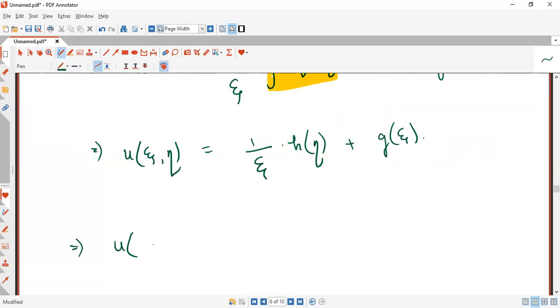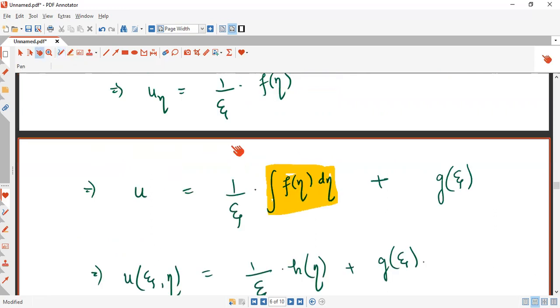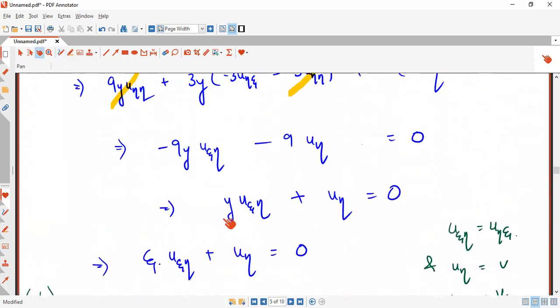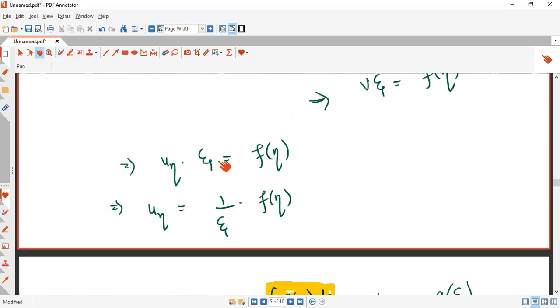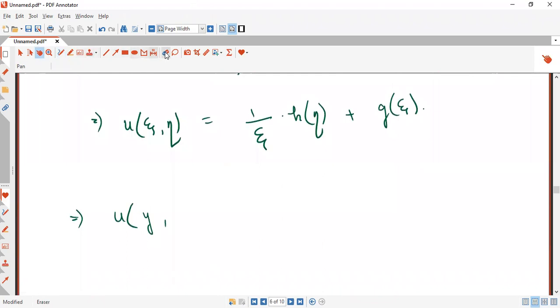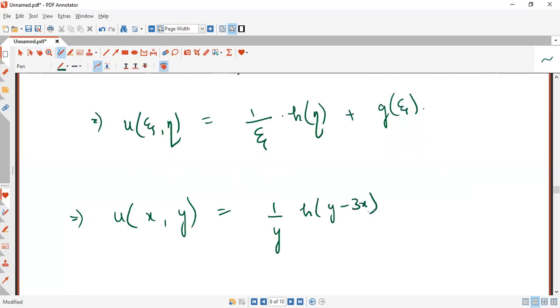What is xi? It is y. Eta, I guess, was y minus 3x. So u in terms of x and y is 1 upon y, h of y minus 3x plus g of y minus 3x. Done. Alright. Similarly, try the second part of this.